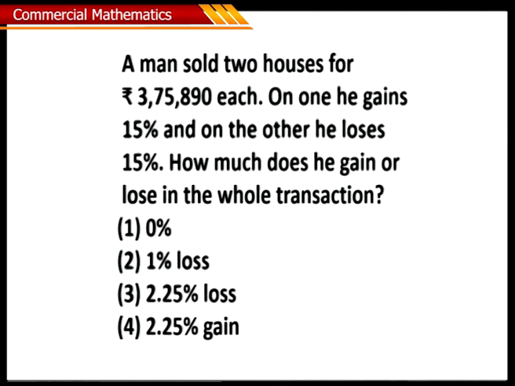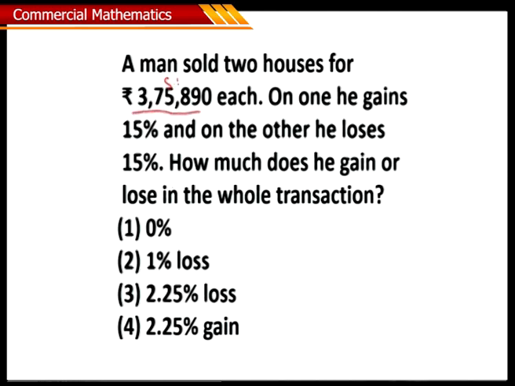Here a man sold 2 houses for 3,75,890 rupees each. On one he gains 15% and on the other he loses 15%. How much does he gain or lose in the whole transaction? Here the first point is, when we are going for such type of problems, there is some simple method.